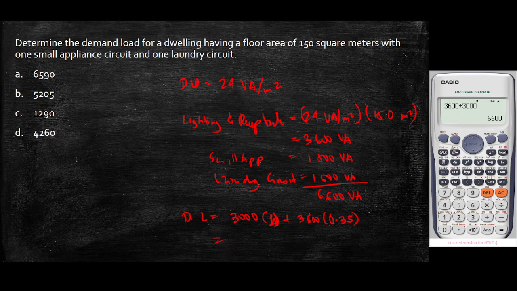On the calculator, we have 3,000 plus 3,600 times 0.35. So we have 4,260.